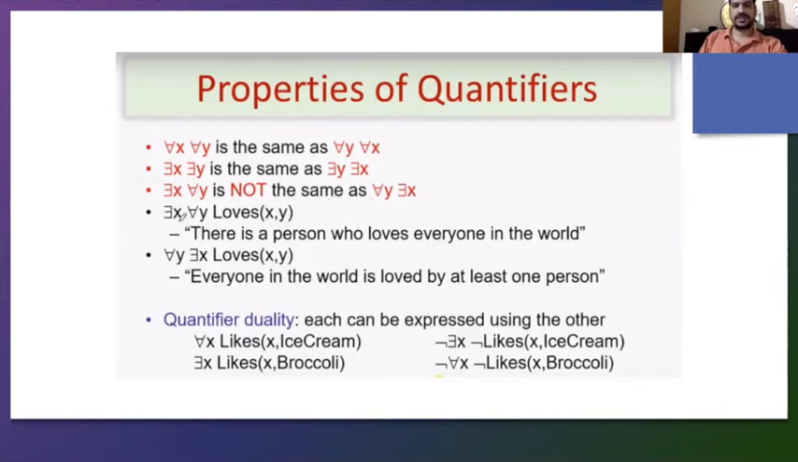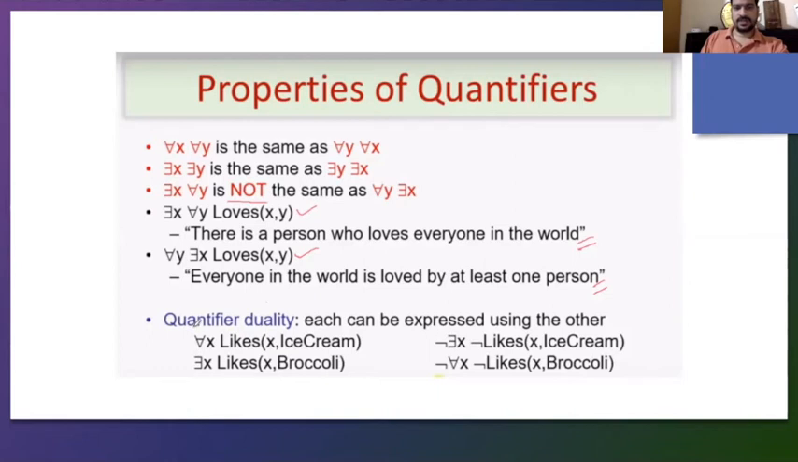Now here, some x, some y, love(x, y). What is the interpretation of it? Some x, all y means that there is a person who loves everyone in the world. Now, if I make the opposite, all y, some x, love(x, y), it means that everyone in the world is loved by at least one person. So for both of these first order logic statements, we have different meanings. That's why these two are not the same.